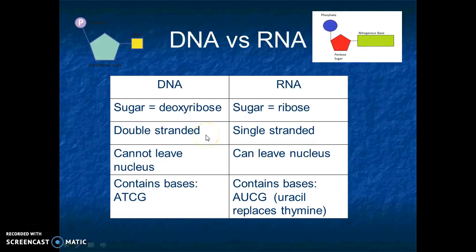DNA is double-stranded, RNA is single-stranded. DNA can never leave the nucleus. RNA can leave the nucleus and does. And then the new nitrogen bases, DNA has A, T, C, and G as options. RNA does not have T, but it does have A, C, and G. It replaces the T with uracil, which is very important to remember. Whenever you see a chain that has a U in it, you know it's RNA because DNA doesn't have uracil. So there are some similarities and there's some definite differences.